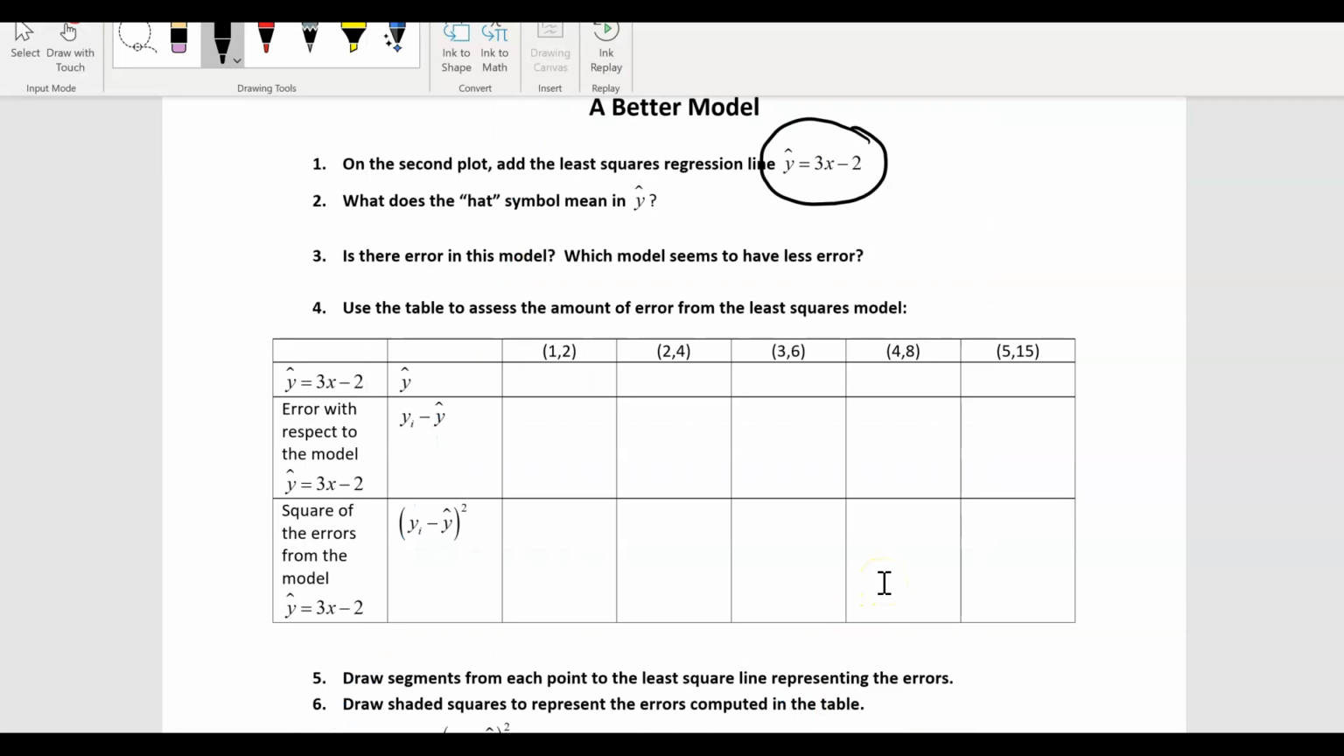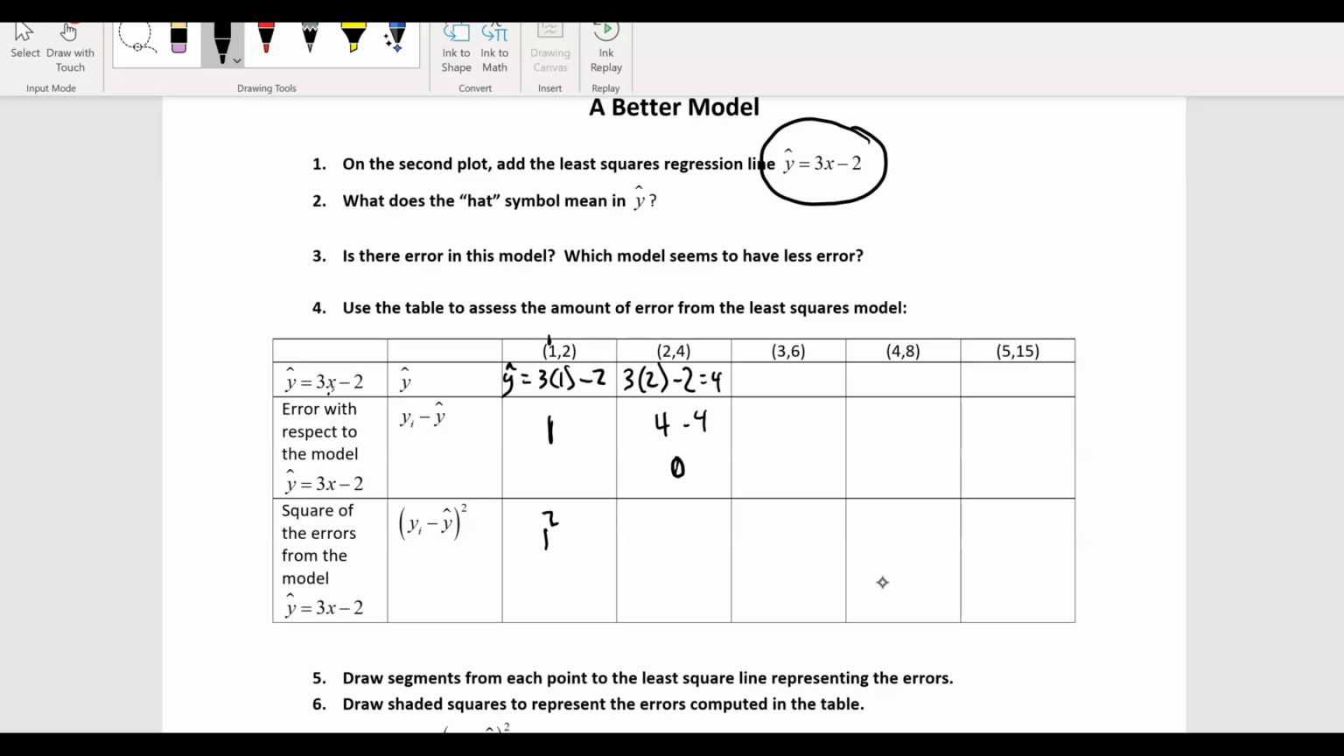So remember, what's my predicted y value here? I use 3x minus 2. So the predicted y here would be 3 times 1 minus 2. Right? So I'm taking this x value and plugging it in here into my equation. 3 minus 2 is 1. Okay, and then down here we have 1 squared, which is just 1. Do the same thing here. 3 times the x value, which is 2, minus 2 is 4. So 4 minus 4 is 0.